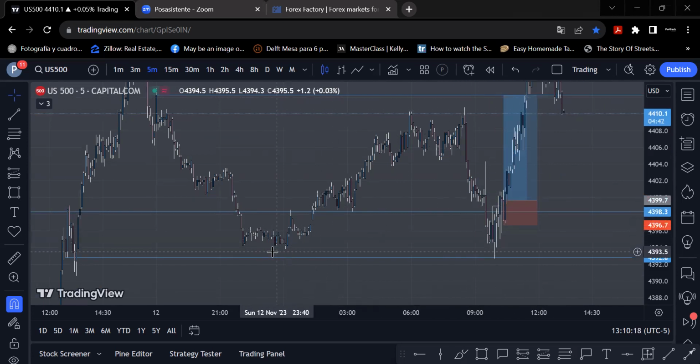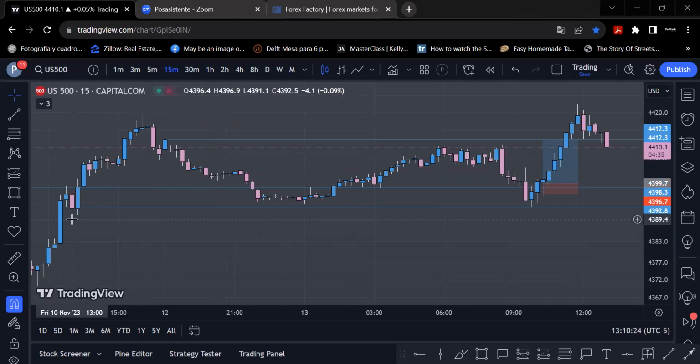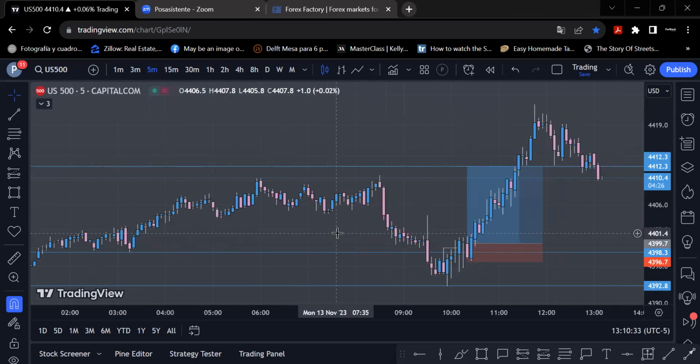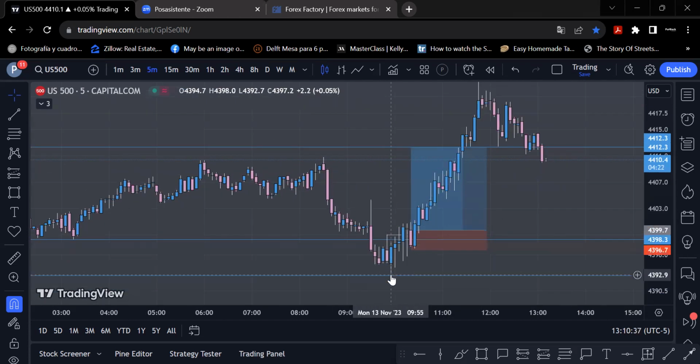So besides hitting the liquidity area here, we could see that on the 15-minute time frame, we also hit the top end of this imbalance right there. So right there was when I started to look for a good buying opportunity or a good buying setup. We could see how price hit that.